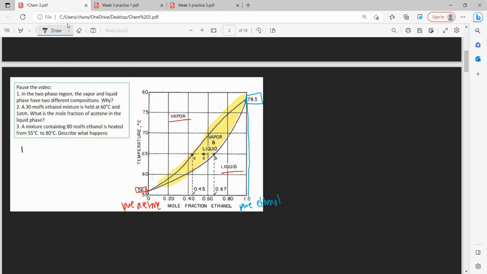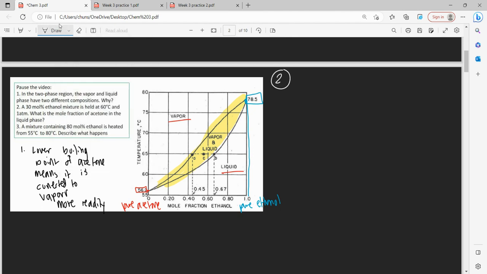So we can answer our first question. The lower boiling point of acetone means it is converted to vapor quicker, more readily, I will say. That is our first question solved.